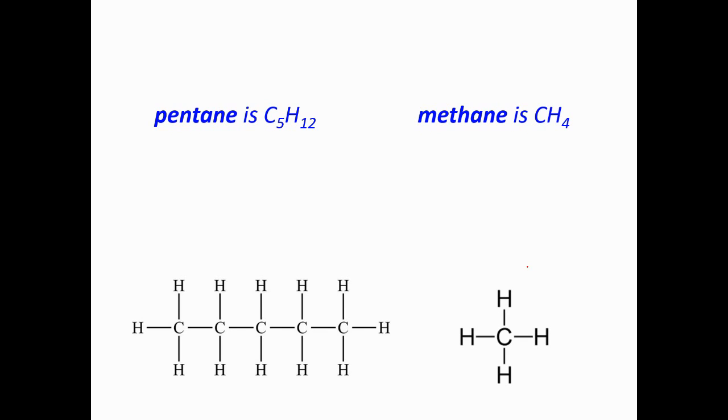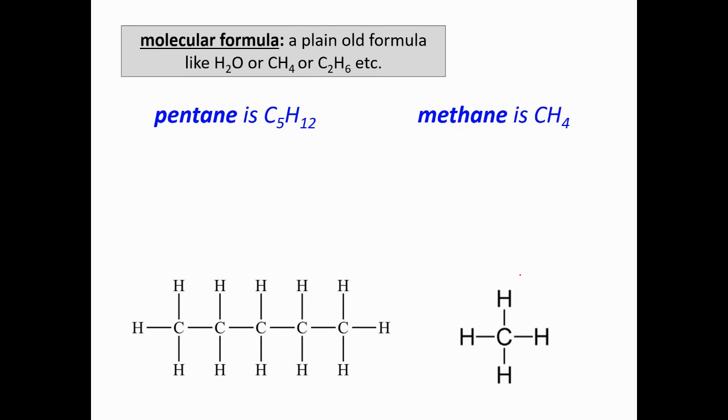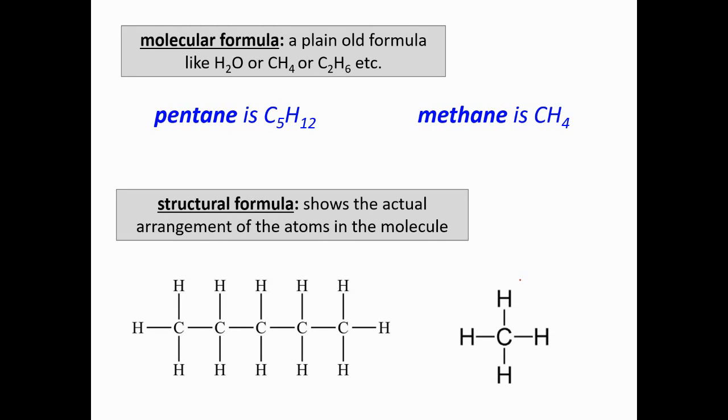All right, so a little bit of terminology. Up top, we've got the name pentane and the formula C5H12, the name methane and CH4. These are the structures down below. So the molecular formula is what we call the plain old formula, like H2O or CH4 or C2H6. It tells you the number of each element in the compound, like C5H12, like CH4. The structural formula shows you how many of each element, and it shows you the actual arrangement of atoms in the molecule. Okay, so C5H12 is the molecular formula.